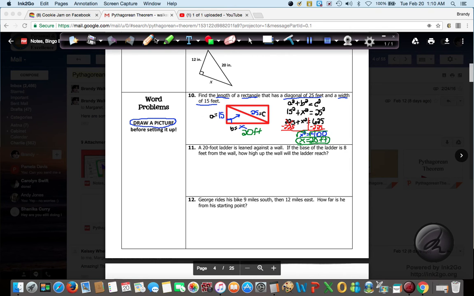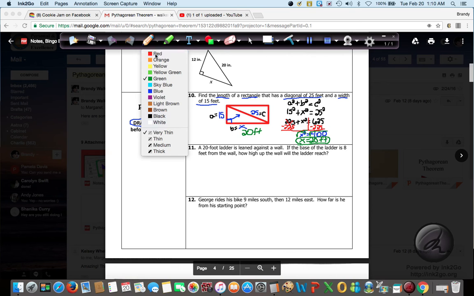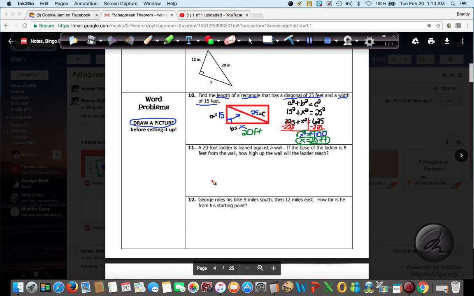So we have a ladder and it's leaning against a wall. So here's our ladder and it's leaning. See that? So that, if you can tell, is going to be your hypotenuse. And here's the wall. And then you have the ground. So here's your 20-foot ladder. And so this is important. It's leaning against a wall. And it says the base of the ladder is 8 feet from the wall. So here's my wall. Here's the bottom of the ladder. So your base is 8.